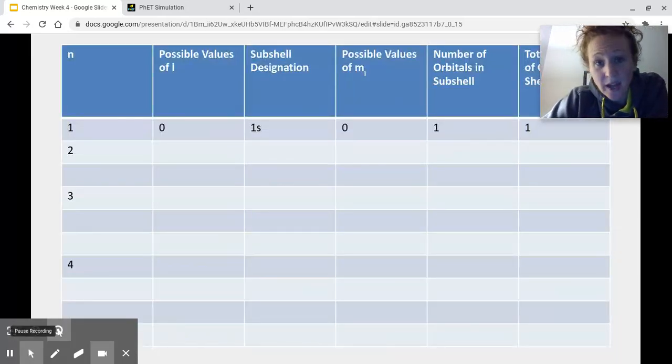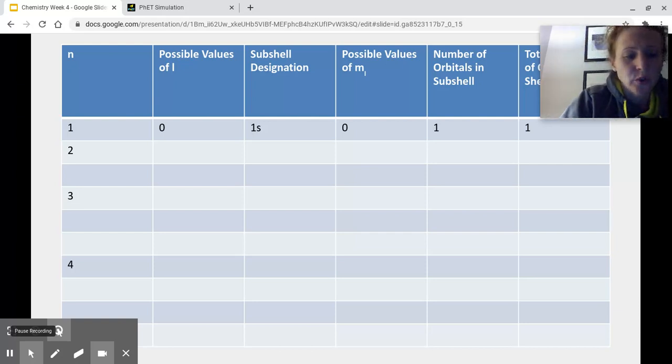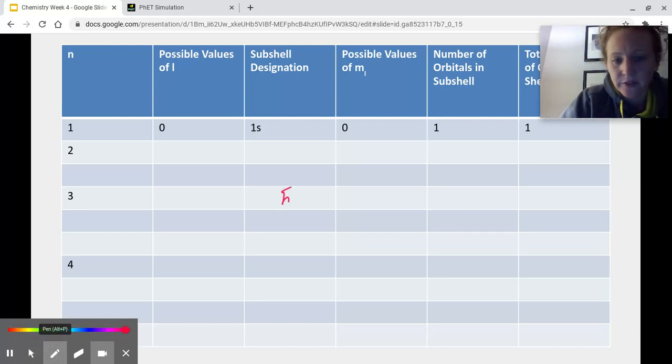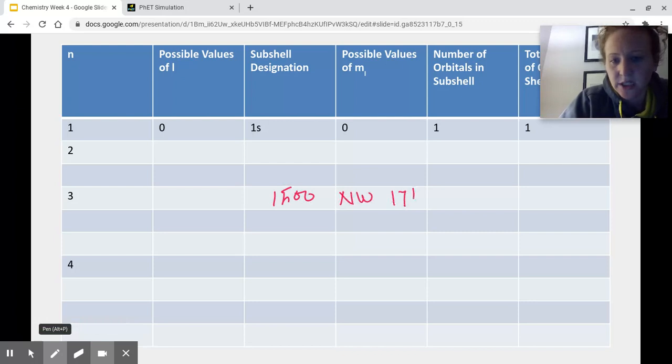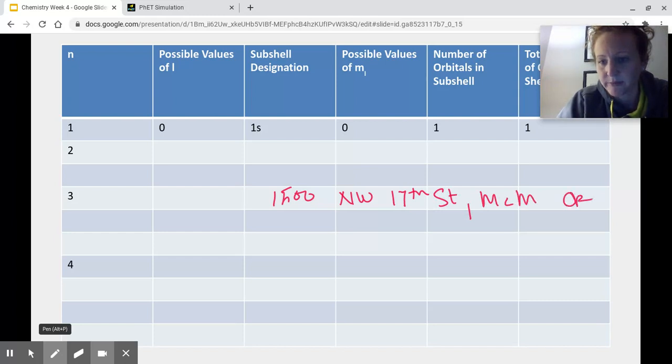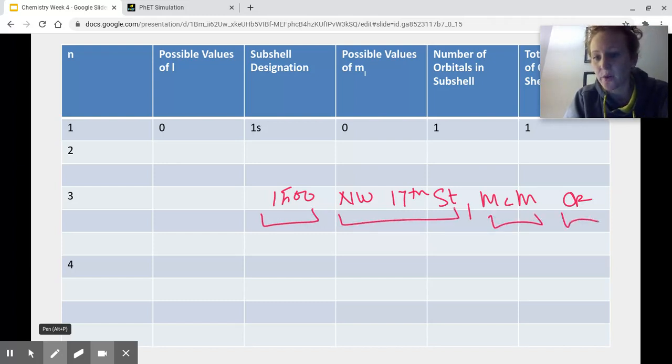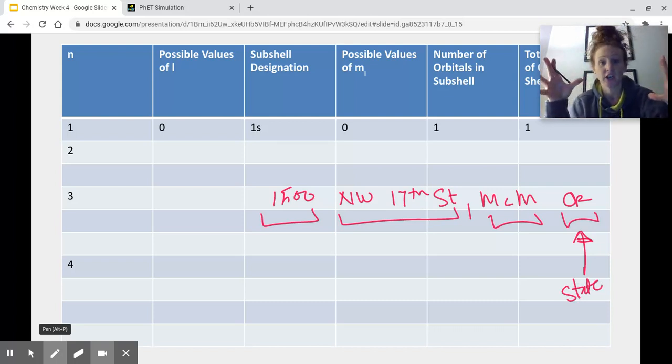Okay, so to describe the orbitals that the electrons spend their time in inside the atomic model, we need something like an address. So if we look at the address of the school, it's something like, I don't know, 1500 Northwest 17th Street, McMinnville, Oregon, right? Okay, so we have a couple different pieces of our address that tell us exactly where something is located. We have a state, which is a large area, right? It eliminates the whole rest of the earth except for one state.